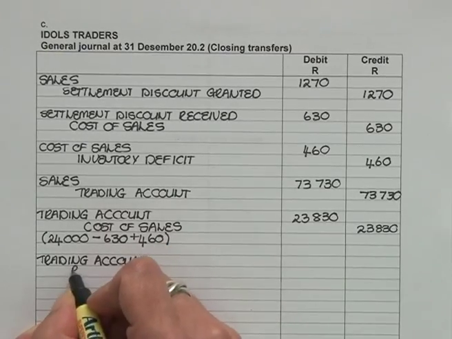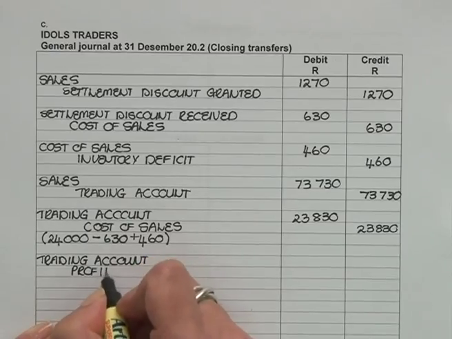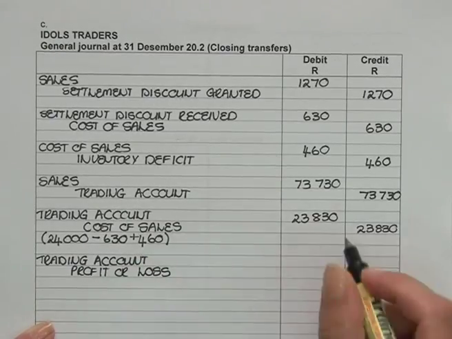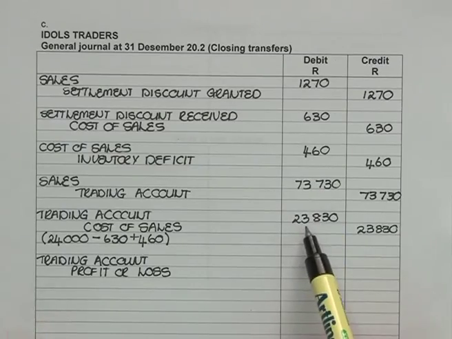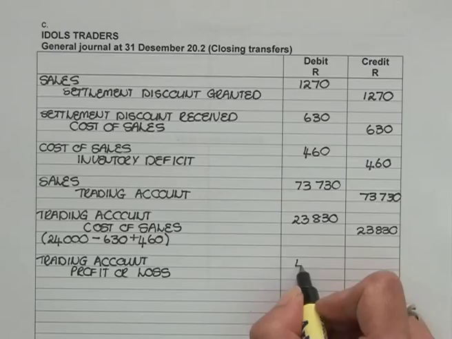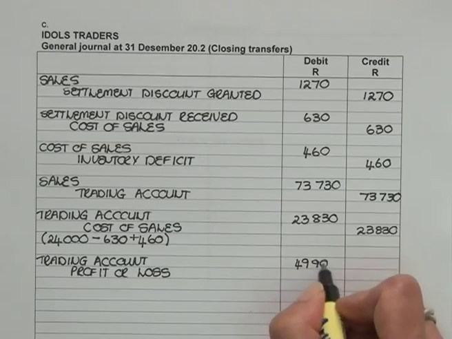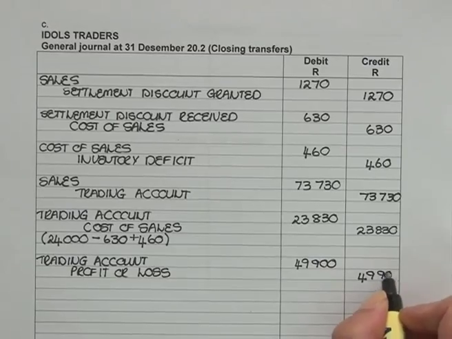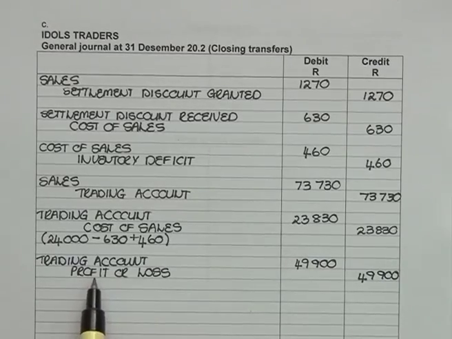And I'm going to credit the profit or loss account. This is now the difference between the 73 and the 23,830, which will give me 49,900. That will be the starting point of calculating our profit for the year. This was due to the trading activities calculated in the trading account.